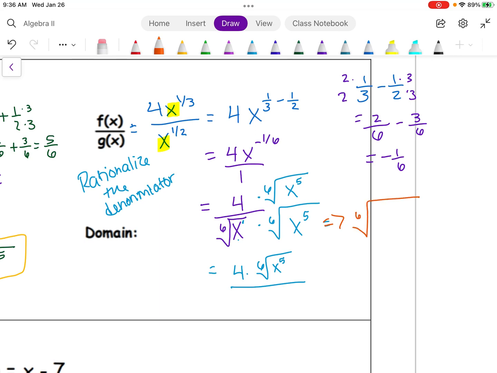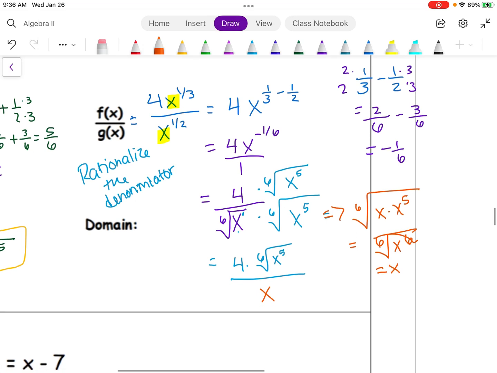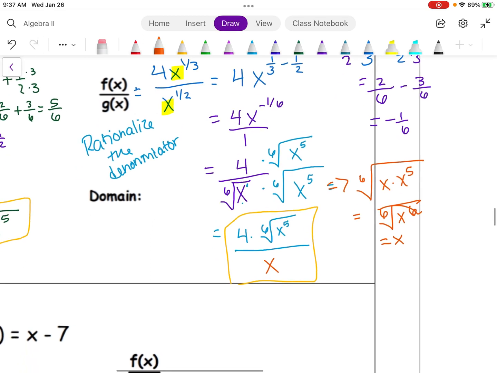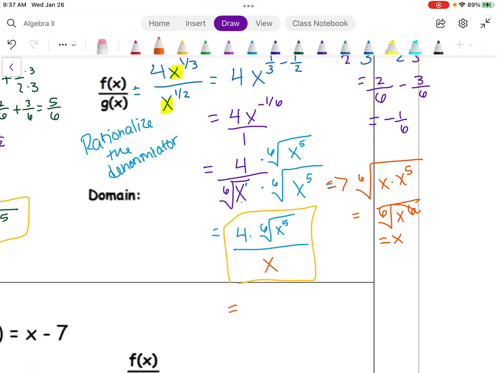We get the 6th root of x times x to the 5th, which is really the 6th root of x to the 6th, but the 6th root and the 6th power cancel each other out, so we're just left with x. So now we've got all even exponents and we don't have any radicals in our denominator. That's what we wanted. So this is our radical form. And if you wanted to write it in your rational exponent form, that would be 4 times x to the 5/6 over x.